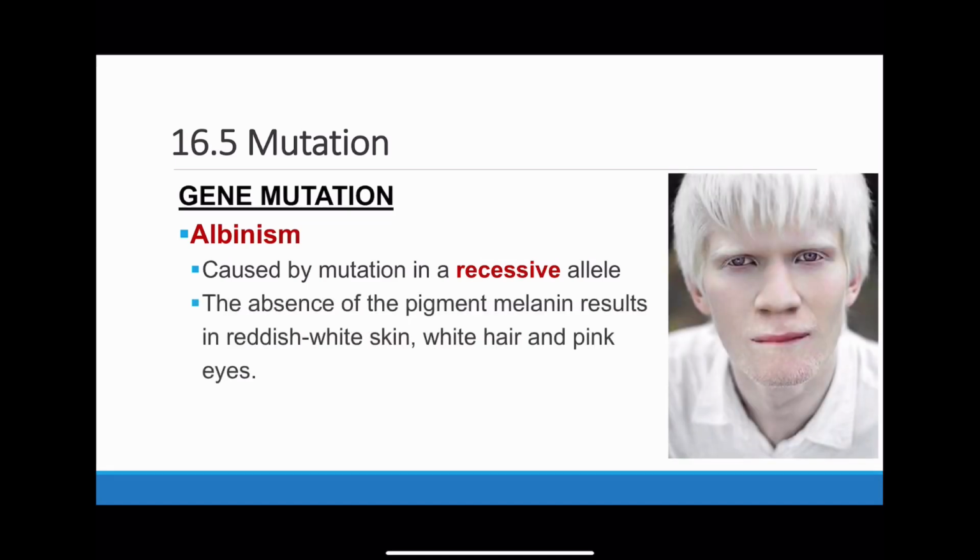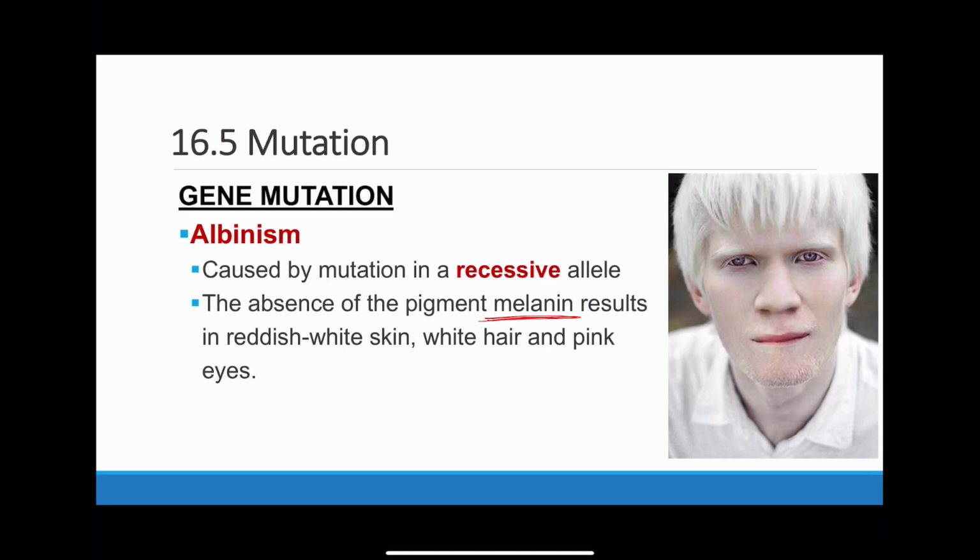Now, the second kind of mutation, which is gene mutation, we're going to take a look at 2 examples. Number 1 is albinism. Albinism is caused by a mutation in a recessive allele. This recessive allele affects the ability of the human body to produce the pigment called melanin. Melanin is the pigment that gives our body the skin color that you are seeing now.